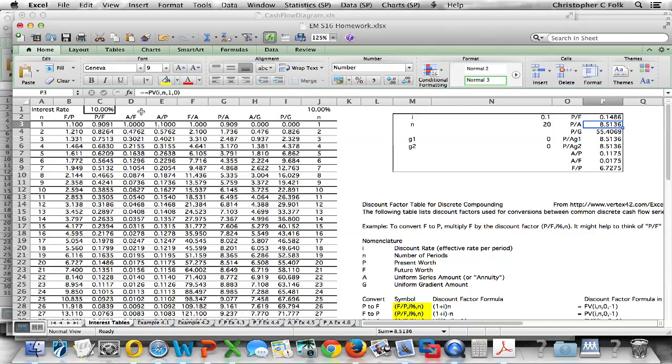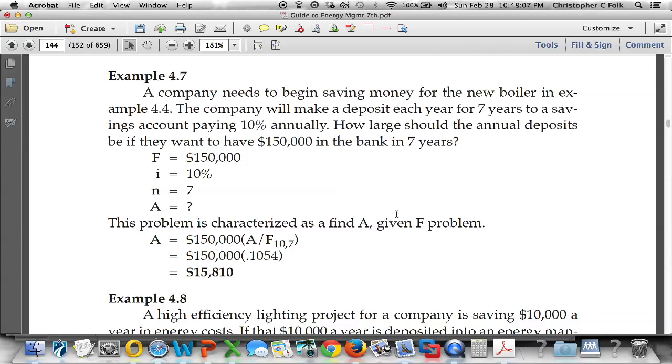That's this one right here, right? We needed to change this to 7 years though, didn't we? 7, enter. And find A given F. Multiplier is 1.054. Right, 1.054, sure enough. So if I multiply 150,000 times the 1.054, that's going to give me this value.